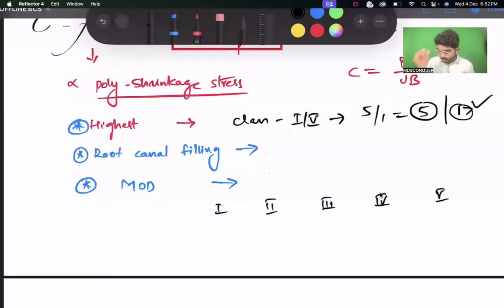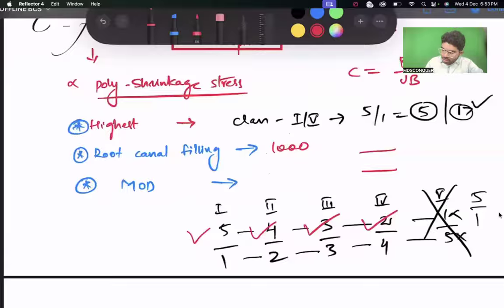And C factor for MOD. MOD means 1, 2, 3. Means all the buccal walls you're going to consider as 1. Basically you have 3 walls, but you're going to consider it as 1. All the lingual walls, you're going to consider it as 1. And all the palatal side, you're going to consider it as 1. So it is 1, 2, 3 by mesial, distal, occlusal. 3 by 3. The answer is 1.